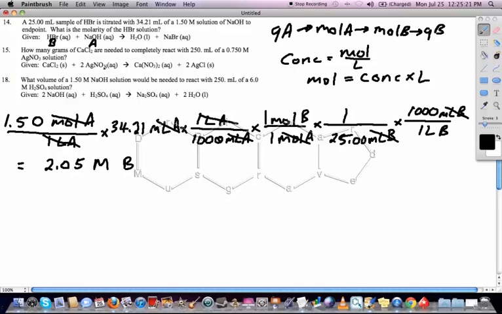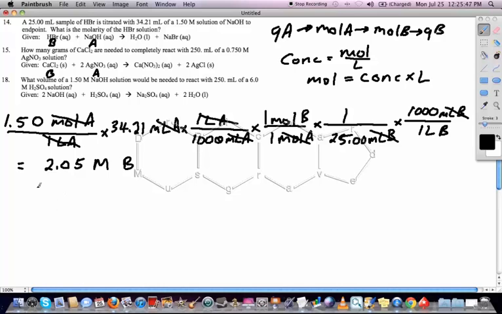Alright, let's look at 15. How many grams of CaCl2 are needed to completely react with 250 mL of 0.750 molar AgNO3 solution? Same kind of problem initially. We've got a volume and a concentration of AgNO3. We know we're after the CaCl2, so I'm going to put a B there, and I'll make AgNO3 an A.